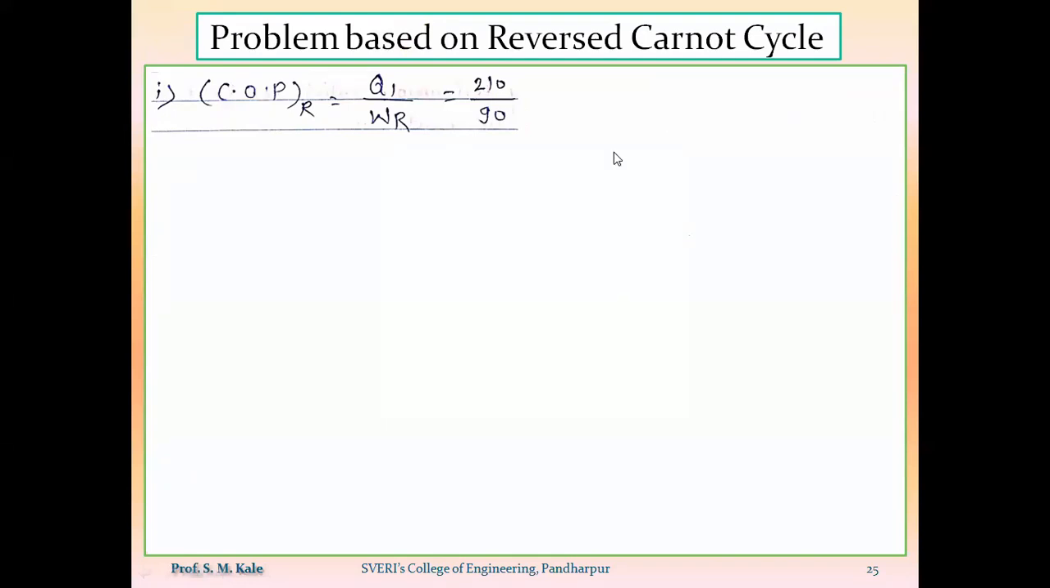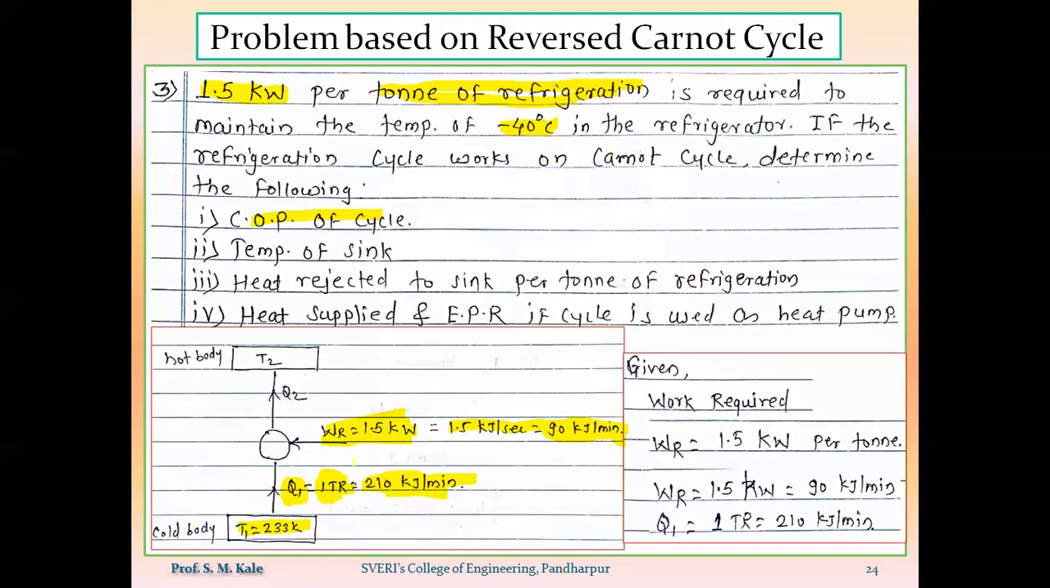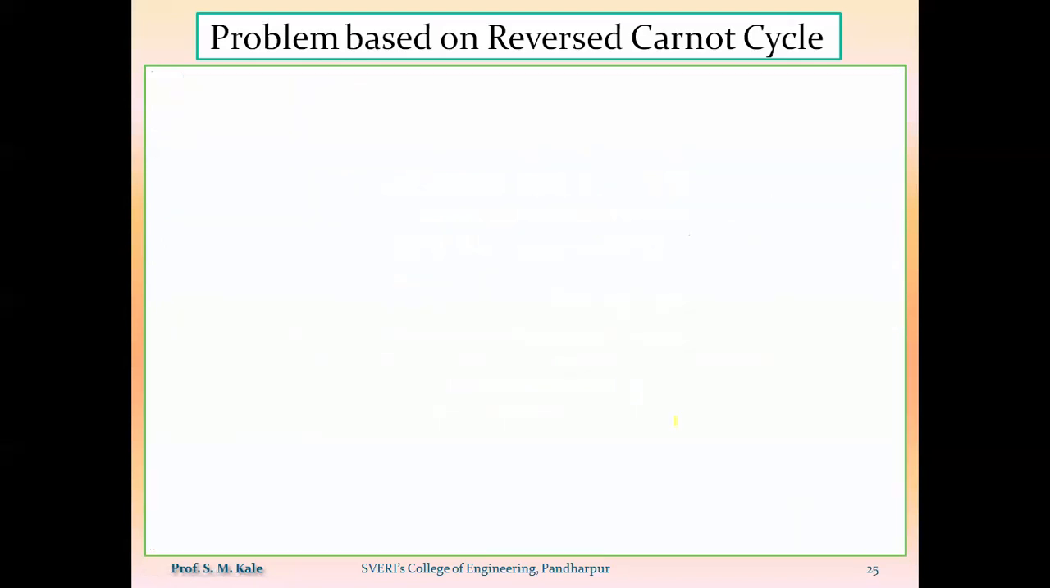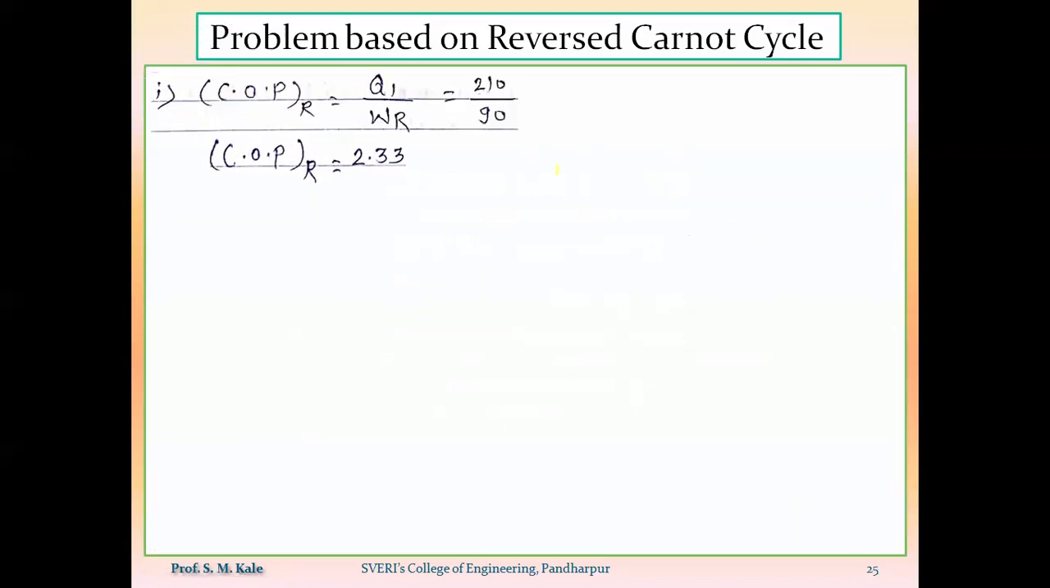So here, as the value of Q1 is equal to 210 kilojoule per minute, and the value of work done is nothing but 90 kilojoule per minute, to calculate the value of COP we are going to use the formula: COP of cycle is nothing but Q1 divided by work done. That is nothing but 210 divided by 90, which is 2.33. That will be the COP of the refrigeration system. So that is the answer to your first question.